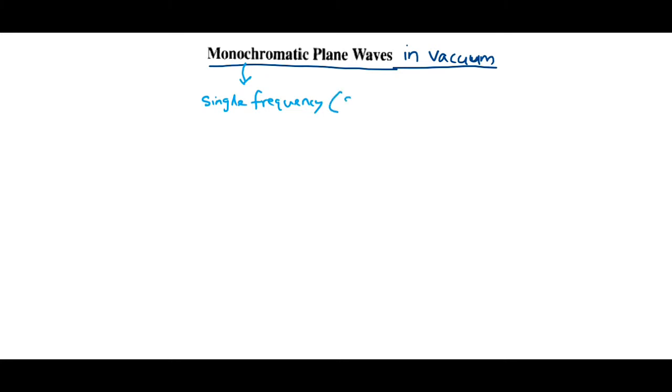Hi dear students, in the last class we discussed the wave equation for the electric and magnetic field in vacuum. As a continuation of that previous discussion, today we talk about the monochromatic plane waves in vacuum. Then what is the meaning of monochromatic? Monochromatic means having a single frequency, which means a single wavelength.